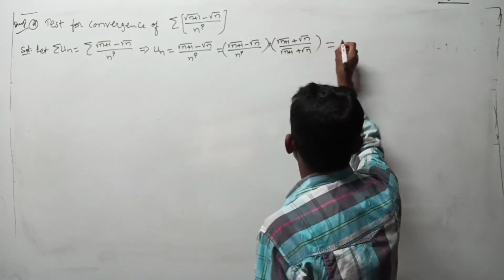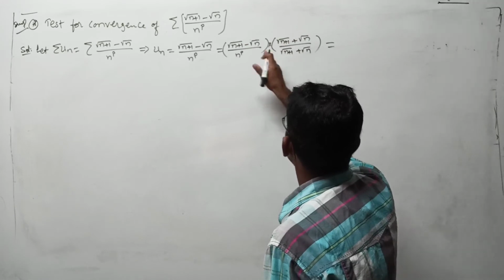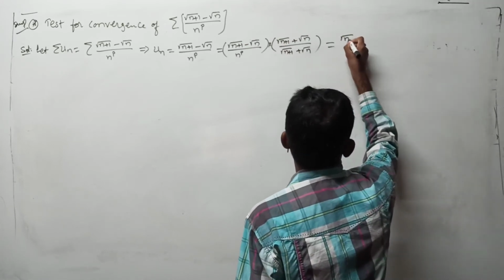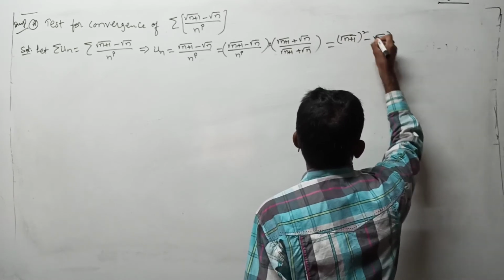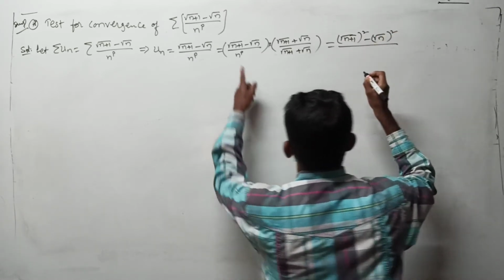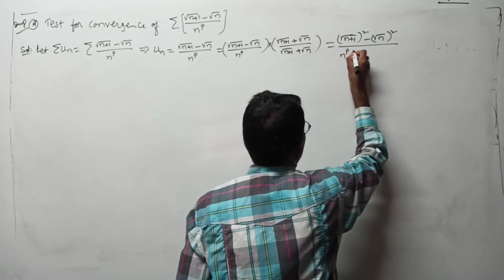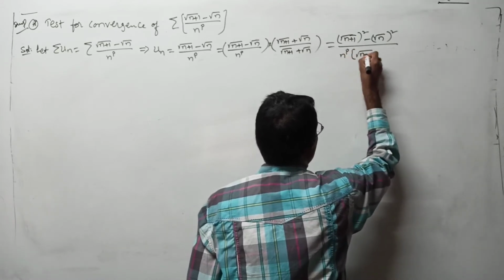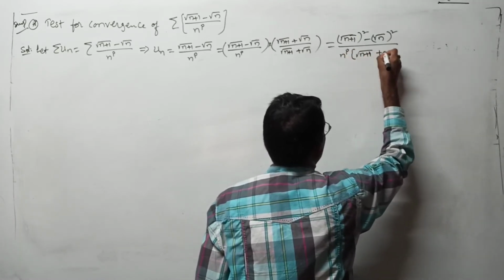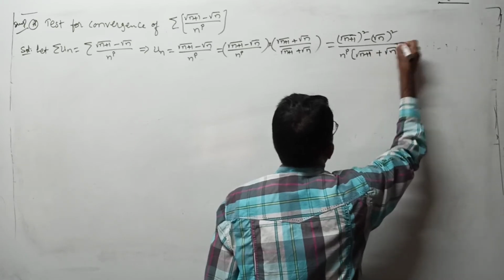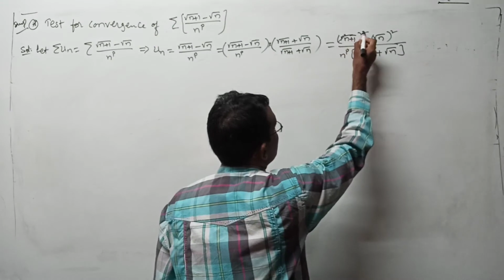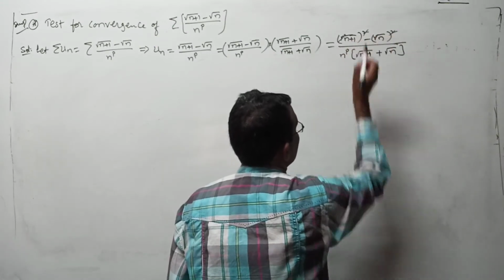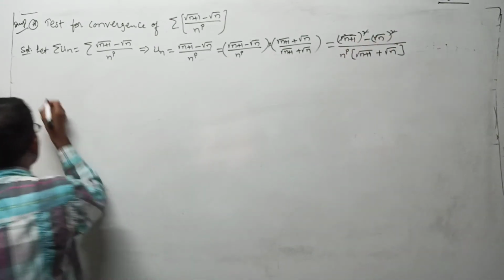This is again (a minus b) into (a plus b), which is a square minus b square: (root n plus 1) whole square minus (root n) whole square. The denominator is n power p into (root n plus 1 plus root n). Here the root gets cancelled, these two things get cancelled, n also gets cancelled. Then what is your un there?